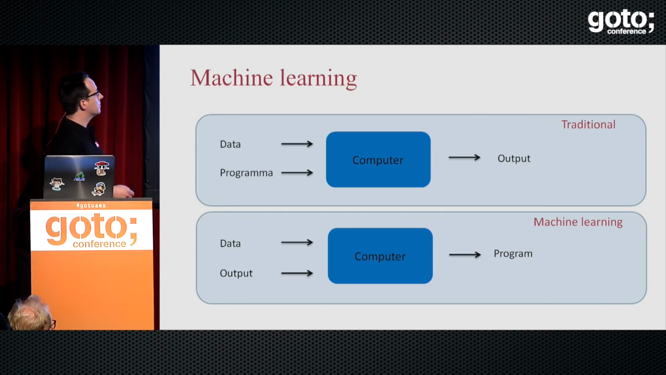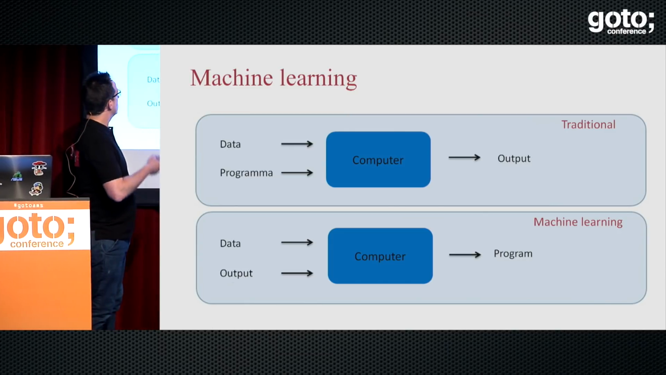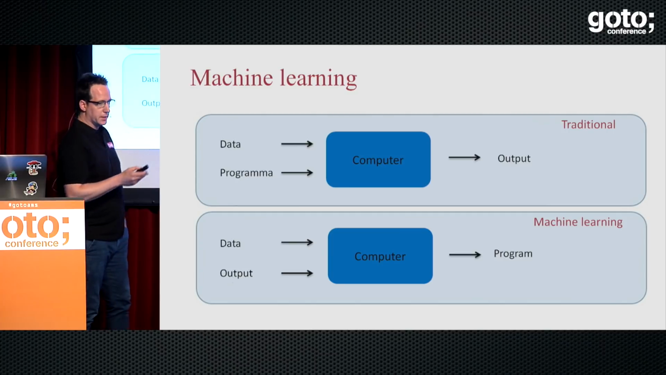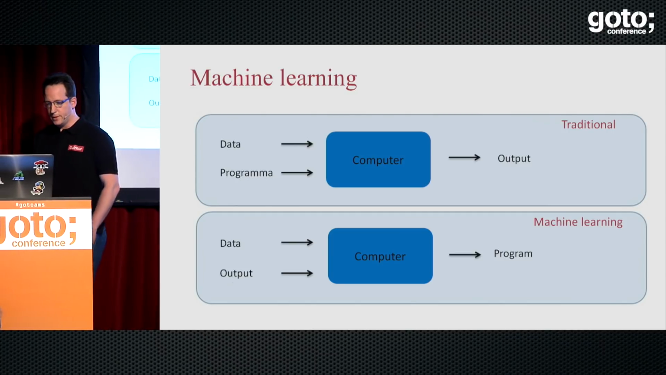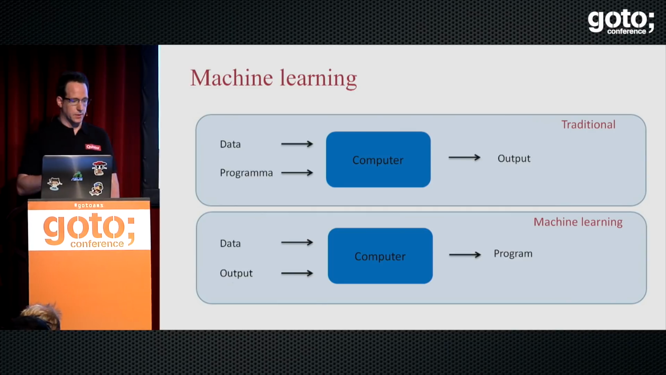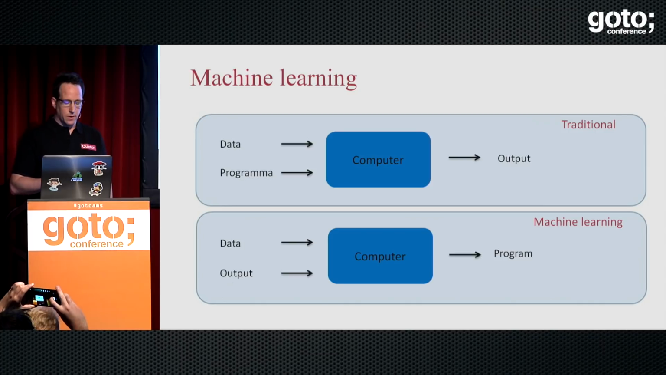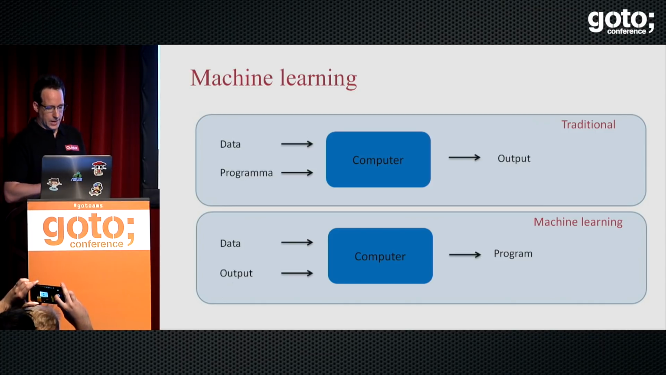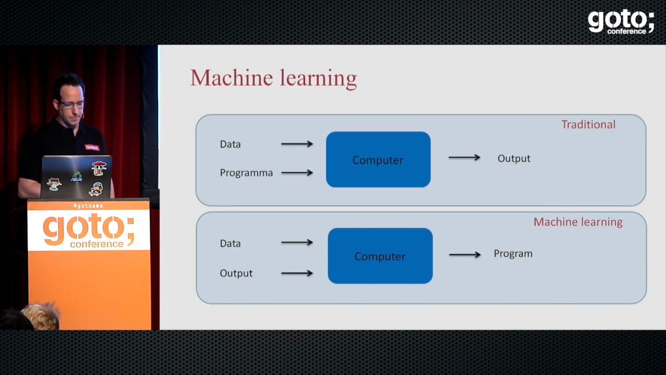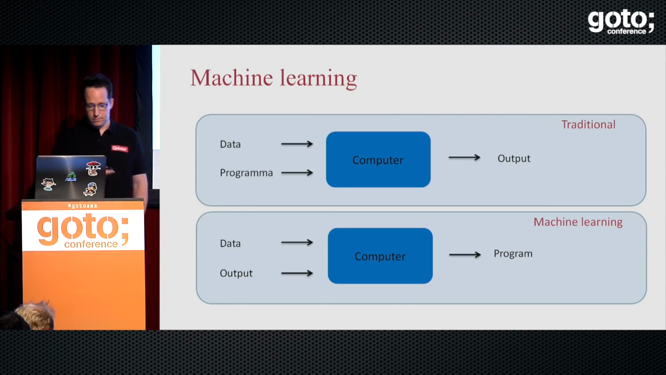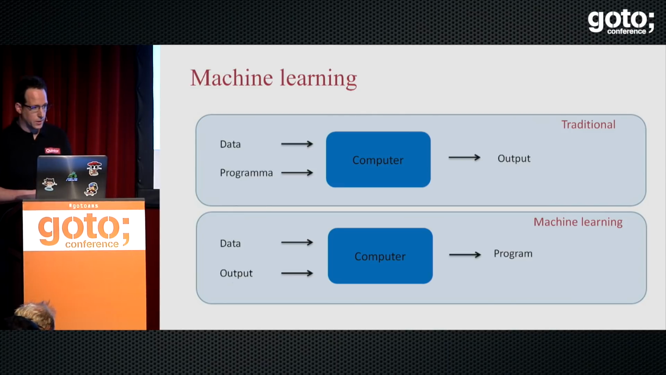Machine learning. How does machine learning differ from normal programming? Well, most of you know. But basically, in regular programming, you have data, you have your program, you feed them to a computer, and you get output. Machine learning is a little bit different, of course. You have data, you give it a certain output that you expect for that data, and the computer is supposed to produce a program that would solve that problem for you. So you're not doing everything by yourself.